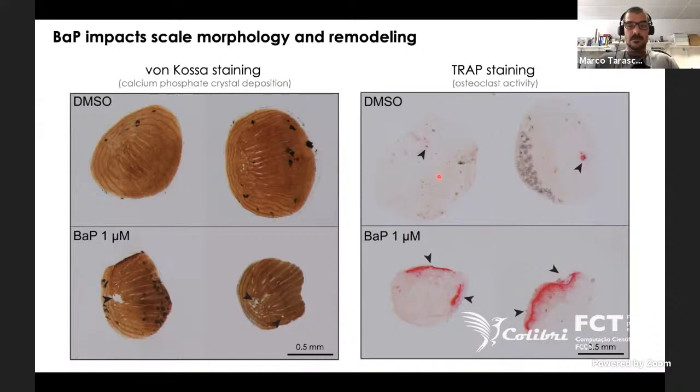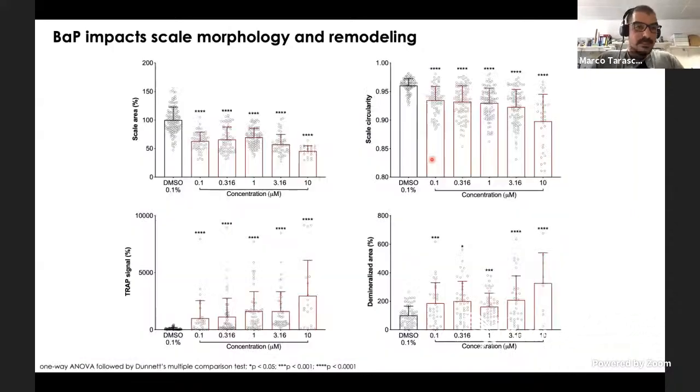After a quantification of many scales, we could indeed confirm at the different concentrations that BaP was reducing the scale area from 0.1 to 10. It was also affecting the circularity of the scales at all concentrations tested. The activity of the osteoclast was indeed higher when exposed to BaP, and in accordance, the areas of demineralized bone were also increased, suggesting that BaP, also during scale regeneration, may affect the remodeling processes.